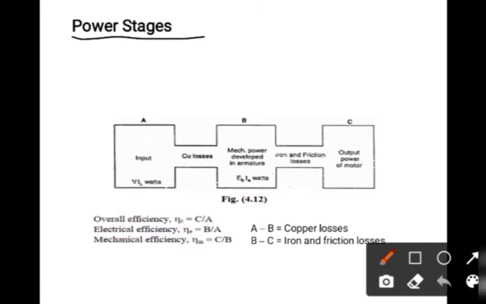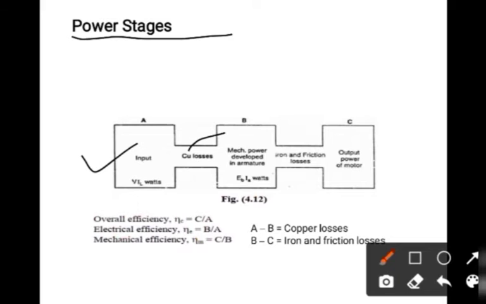The next point is power stages of DC motor. The first block is electrical input. When we feed electrical input to the DC motor, firstly power comes to the armature winding and field winding. When current flows through the field winding and armature winding, these windings produce a magnetic field. After producing the magnetic field, we know the DC motor principle, that whenever a current carrying conductor is placed in the magnetic field, force is produced in that conductor, and due to the force, the armature starts rotating.